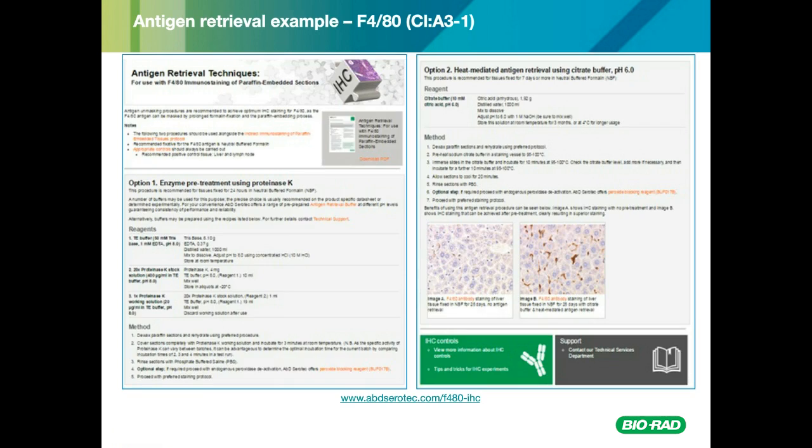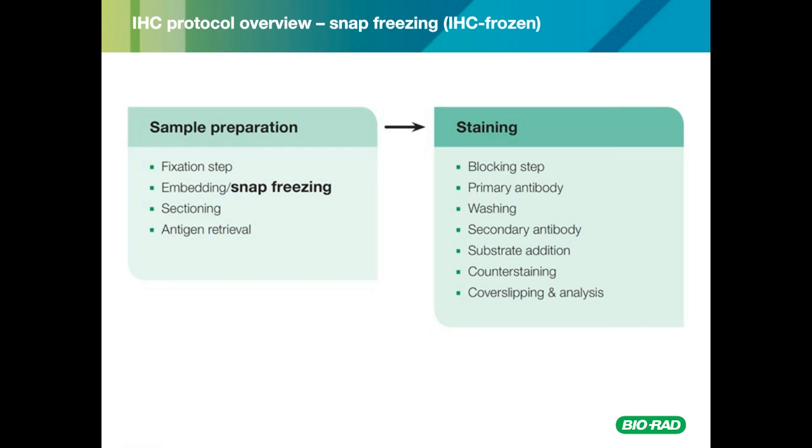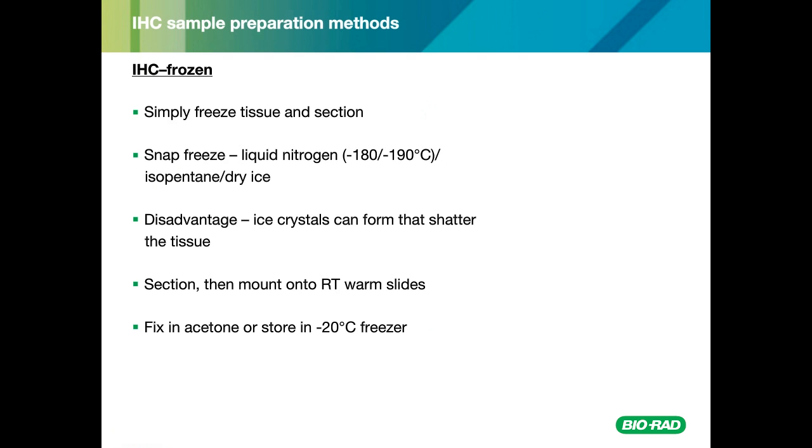You might remember that earlier on in the webinar I mentioned another sample preparation method called IHC frozen. I would like to explain now how this method is performed and how it differs from IHC paraffin. The IHC frozen protocol starts with snap freezing the tissue in liquid nitrogen or dry ice. One needs to be very careful to perform the freezing process as quickly as possible, as slow freezing can result in the formation of ice crystals that can shatter the tissue.